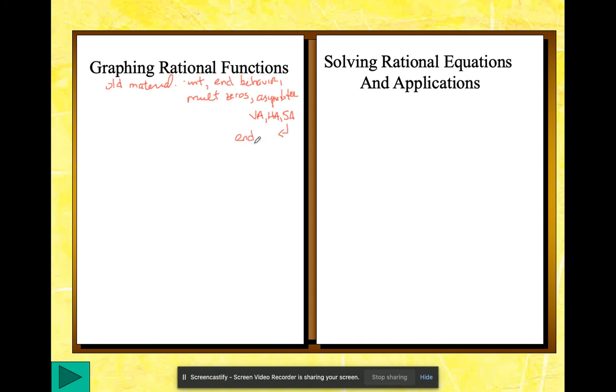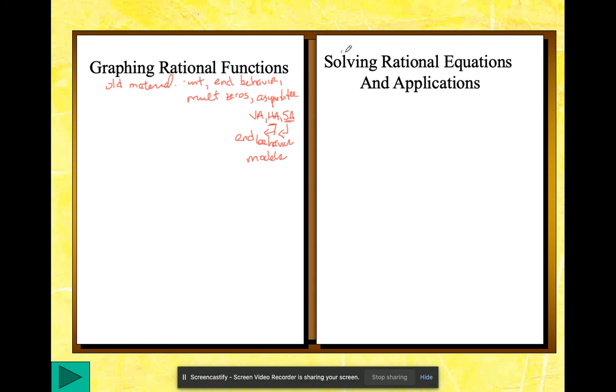Remember, horizontal asymptotes and slant asymptotes are just special cases of end behavior models. Right? A horizontal asymptote is an end behavior model that is horizontal. A slant asymptote is the end behavior model that is diagonal. Right? Other end behavior models aren't as common, so they don't have names, but it could be quadratic, cubic, et cetera, et cetera.